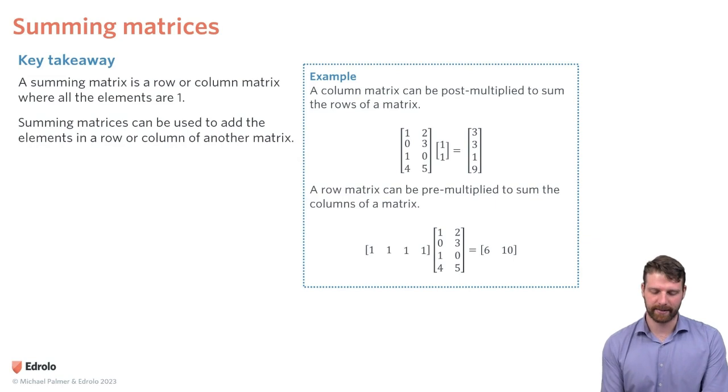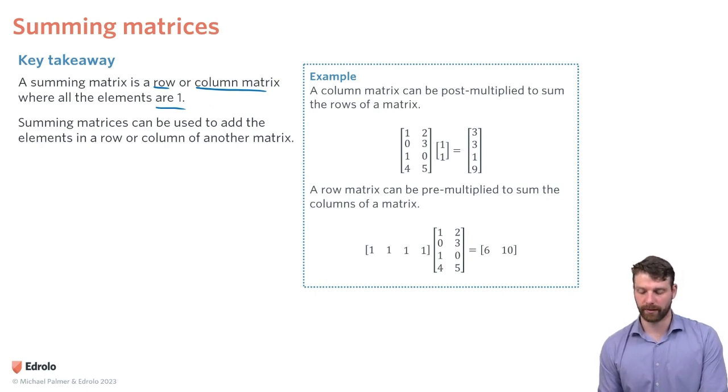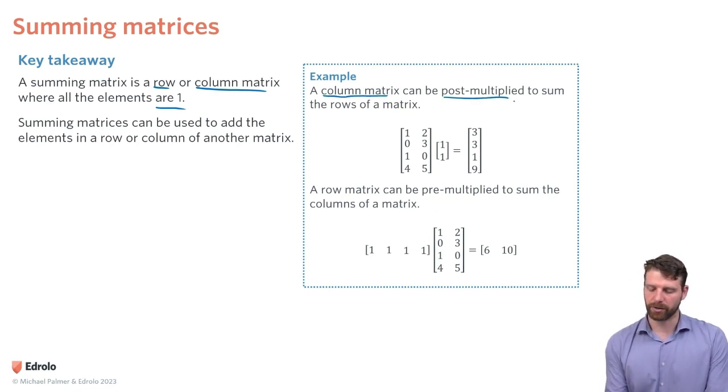The key takeaway today is that a summing matrix is a row or column matrix where all the elements are 1. Summing matrices can be used to add the elements in a row or column of another matrix. So I've got an example here. A column matrix can be post-multiplied to sum the rows of a matrix.